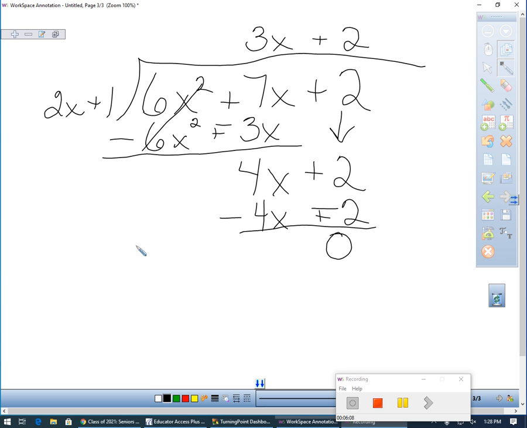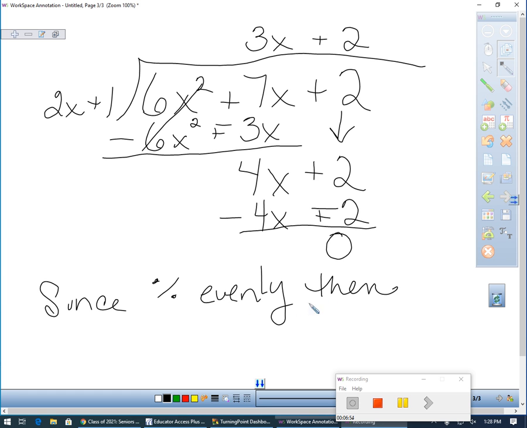Now, here's one of the things I want to talk about. If it divides evenly, like this one did, then both of those are factors of 6x squared plus 7x plus 2, right? So I'm going to put that right here in my notes. Since it divided evenly, then both binomials are factors.